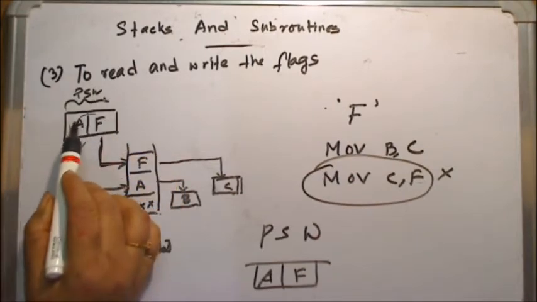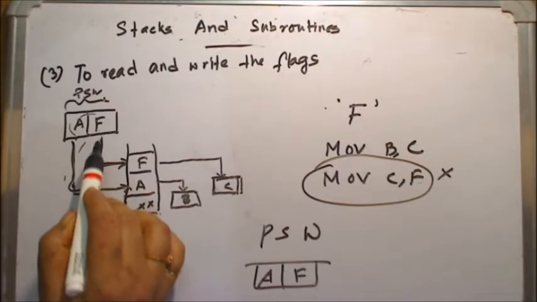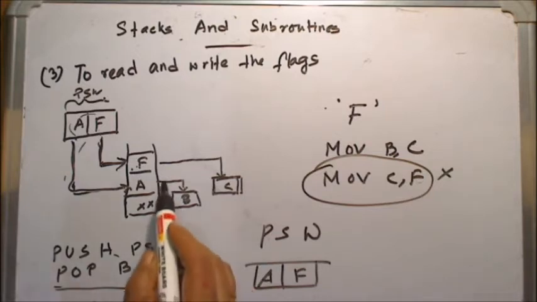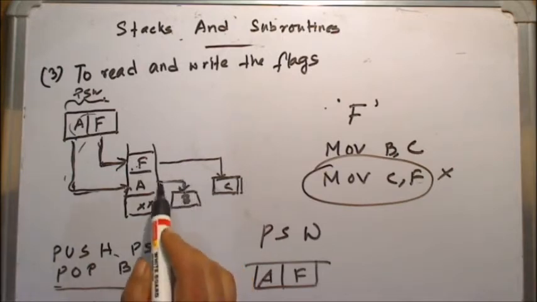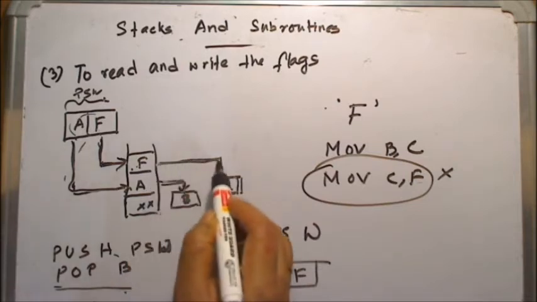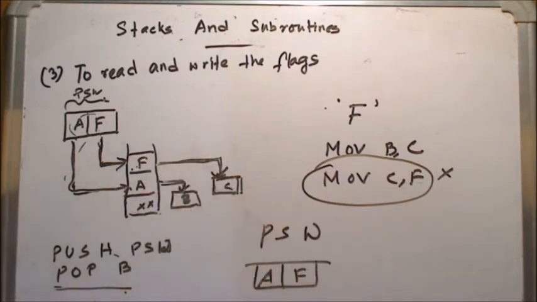The accumulator data will get stored here and the flag register data will get stored here. Then the next instruction is pop B. That means I am copying the data into the BC pair. So B will get the value of A, and C will get the value of F. When I write pop B, C will get the value of F.